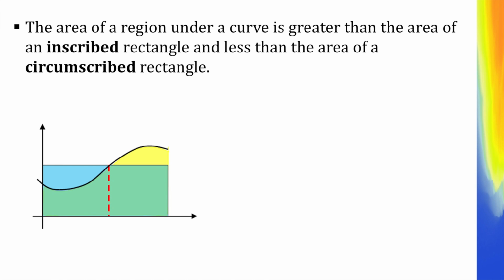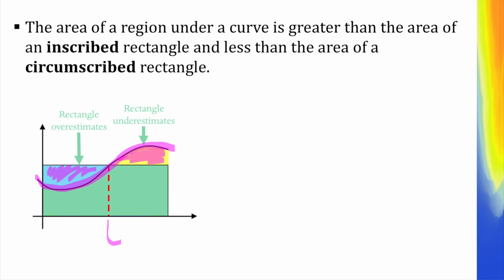We have a similar concept with area under a curve. The area of a region under a curve is greater than the area of an inscribed rectangle and less than the area of a circumscribed rectangle. What does that mean? Well, if you look at the figure here, we have this curve and we've made this rectangle to estimate the area of it. But on the left-hand side, the rectangle overestimates the area under the curve, and on the right-hand side, the rectangle underestimates the area under the curve.